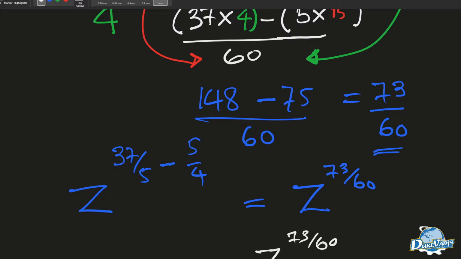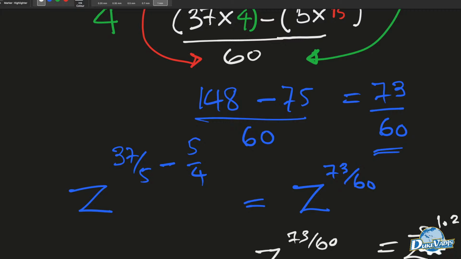Well, somebody was asking me a question: can you divide 73 by 60? I said, definitely, you can do that. If you have 73 divided by 60, friends, what do you get? In decimal, we're going to get 1.2. So this can also be written as z raised to the power 1.2 as the final answer. So it's not difficult at all.